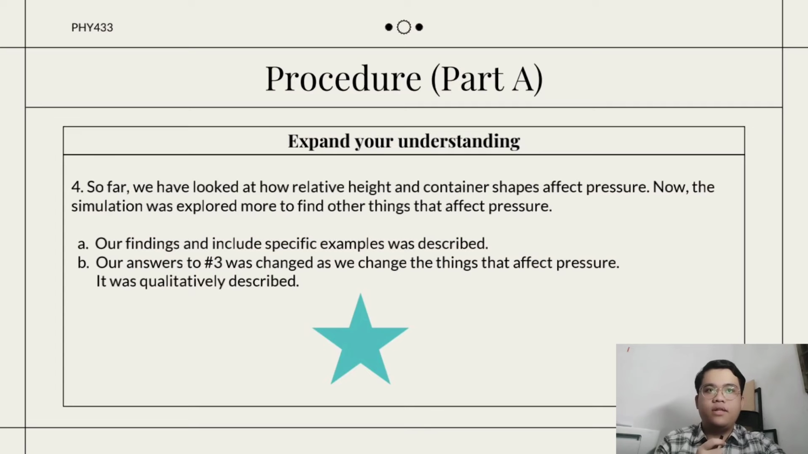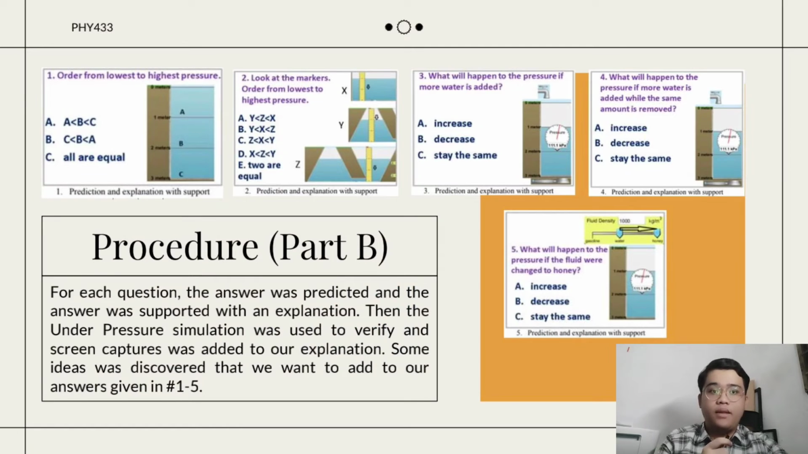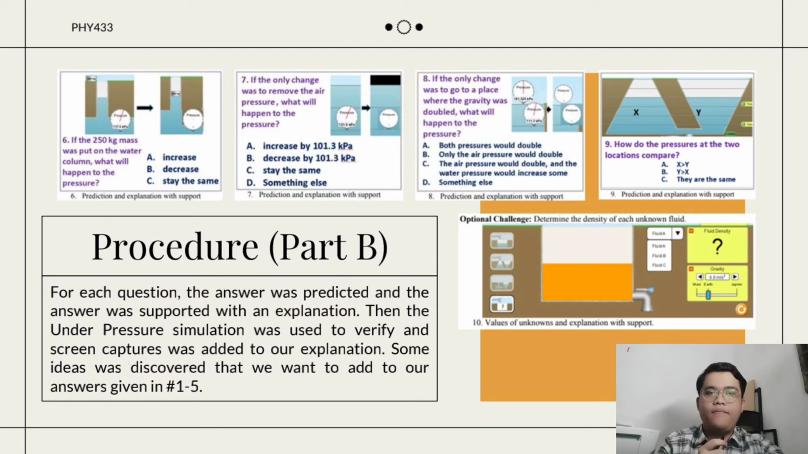Next, we will expand our understanding by looking at relative height and container shapes that affect our pressure. For procedure part B, for each question the answer was predicted and supported with an explanation. Then the Under Pressure simulation was used to verify, and a screen capture was added to our explanation. Some ideas were discovered that we want to add to our answer given. This also continues for part B, procedure 6 until 10.